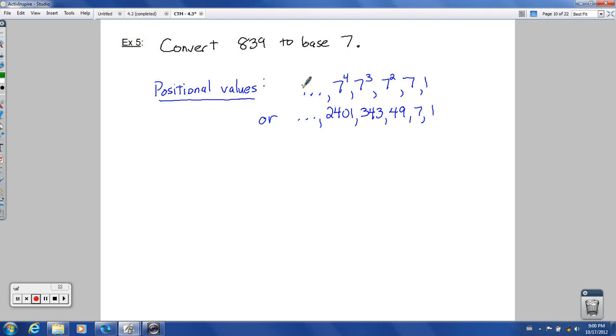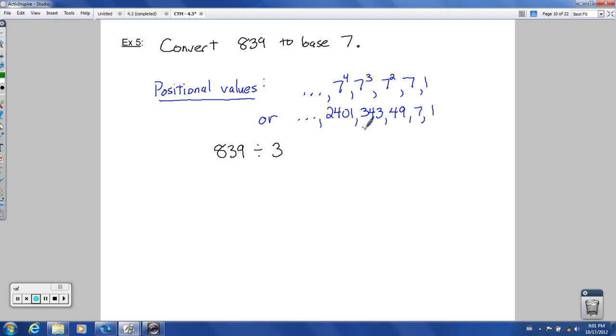What's the biggest number that divides completely into that? Well, it would be 343. We wouldn't have to go this high. We would just go to there. So we start off with 839, and we divide by this one, the biggest one that goes into there. So our base 7 should have 1, 2, 3, 4 places now that we're going to use.